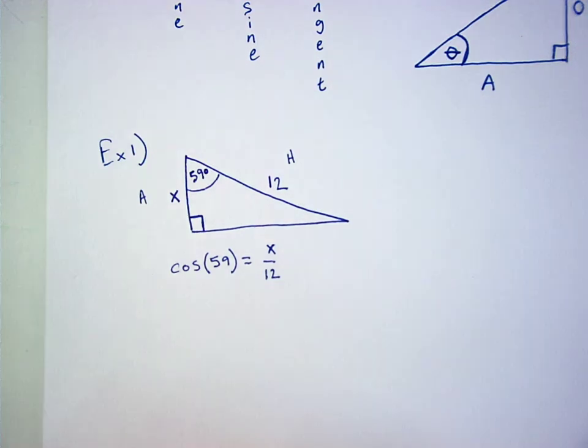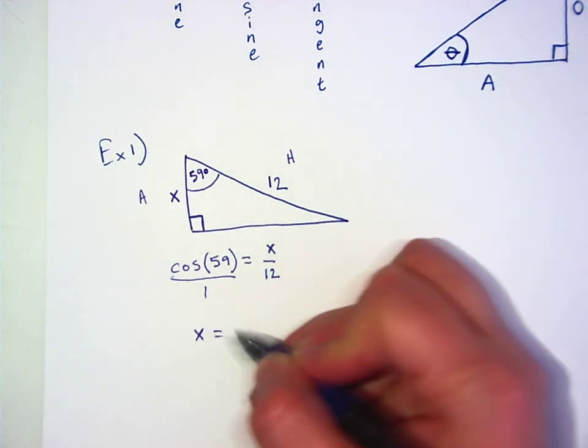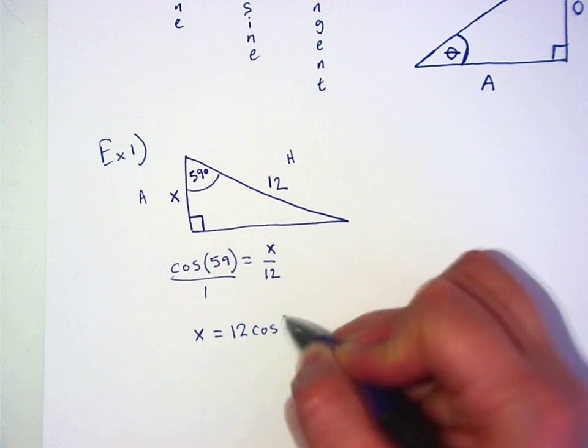To solve this problem, it's pretty simple. Put this one over 1. How do you solve a fraction equals a fraction kind of problem? Cross multiply. X times 1 is 1x. The other side is 12 times the cosine of 59.